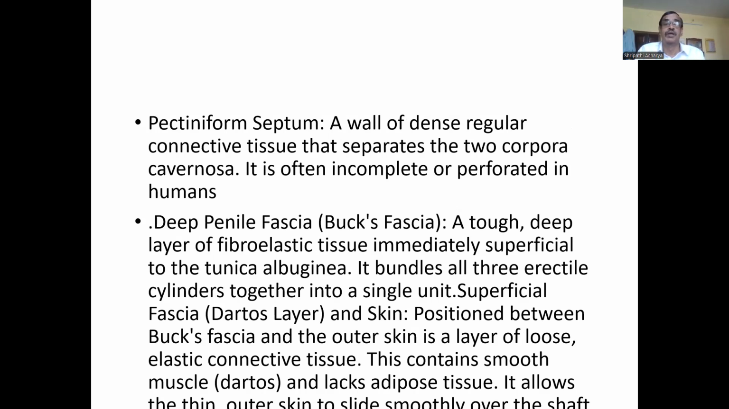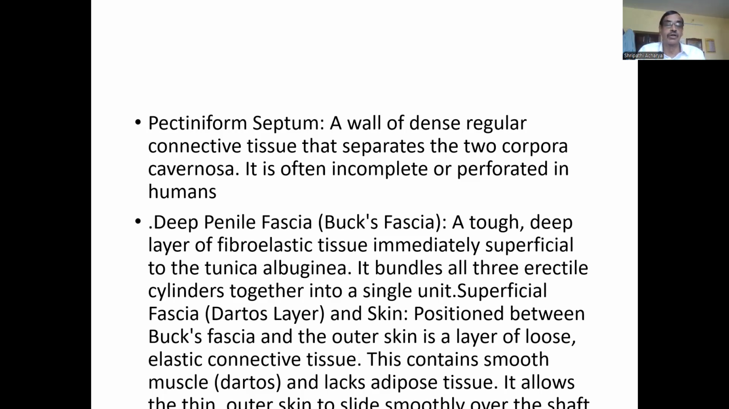Septum penis, a wall of dense regular connective tissue that separates the two corpora cavernosa. It is often incomplete or perforated in humans. Deep penile fascia, like Buck's fascia, a tough, deep layer of fibroelastic tissue immediately superficial to the tunica albuginea. It bundles all three erectile cylinders together into a single unit.